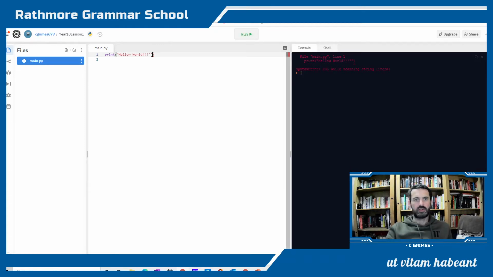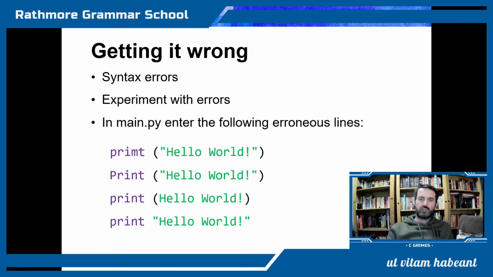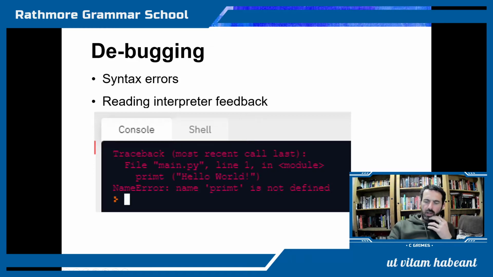Oh, sorry, I've put in 2. Fix that, run it, and we're back on. Let's change the name of the function from print to pint. Run it. There's an error. So you get the idea. This is the idea of syntax errors, how to troubleshoot and how to fix them.